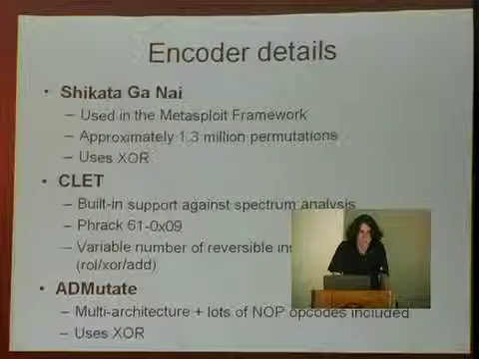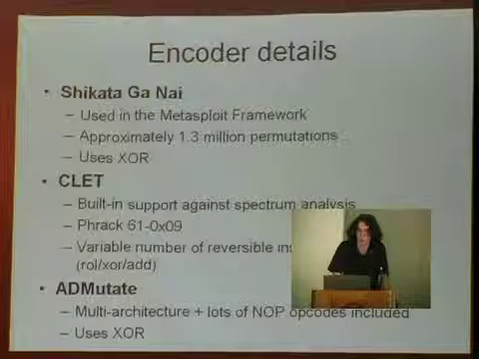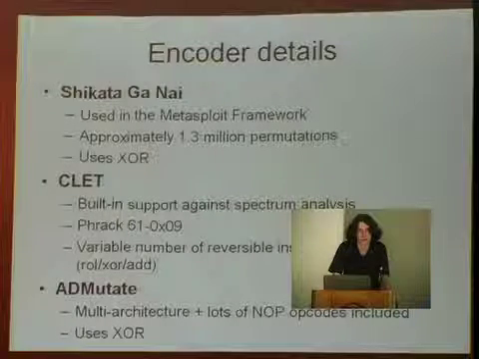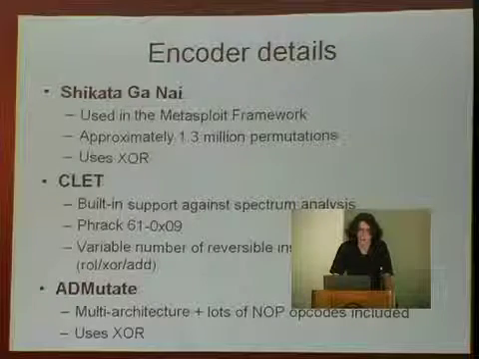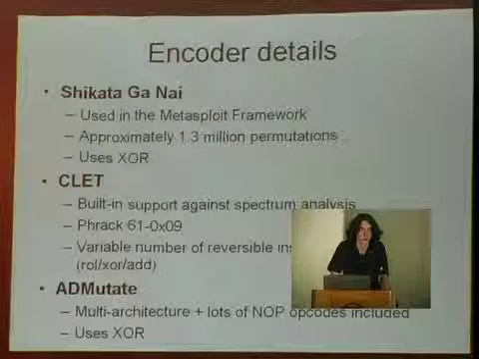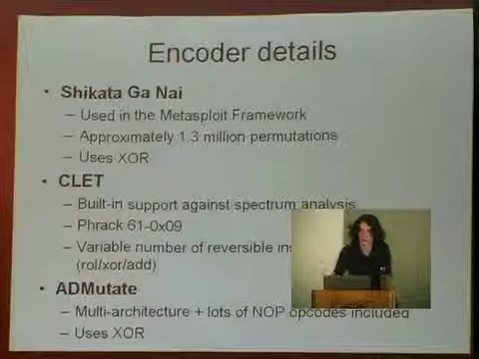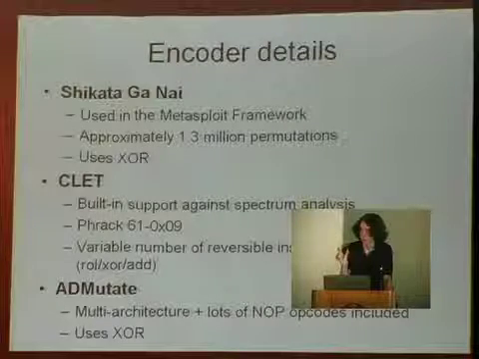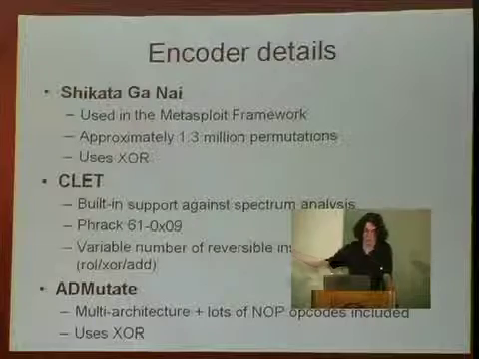So, some details on the encoders. Shikata Ga Nai is used in Metasploit Framework 2.x and 3.x. The versions vary slightly, and I think the 3.x one had some bugs in it which made it slightly weaker. It has approximately 1.3 million permutations, and it uses a 4-byte XOR key. So it ciphers the code by XORing a memory address with a 4-byte key, and then the next 4 bytes, and so on.